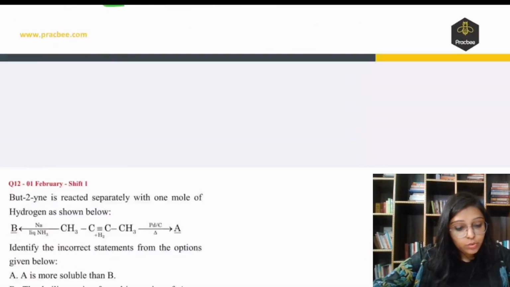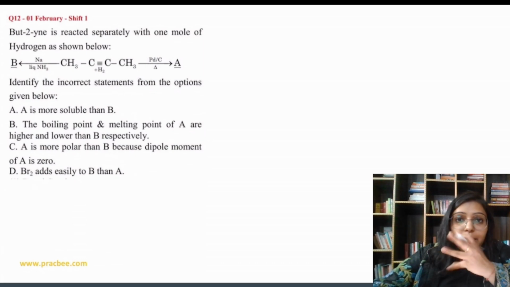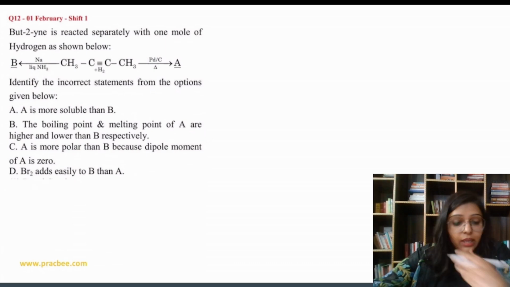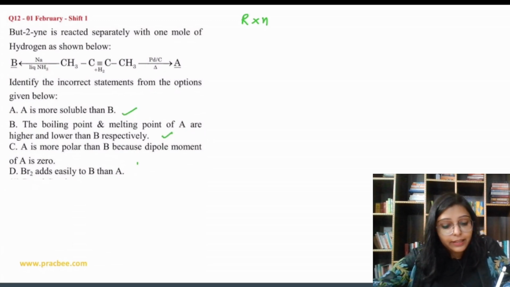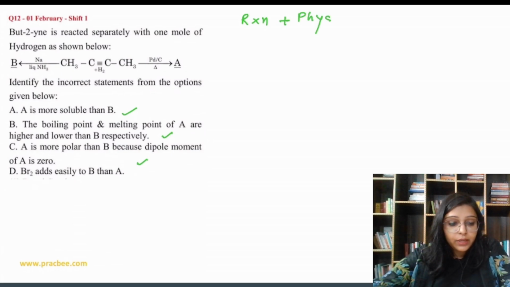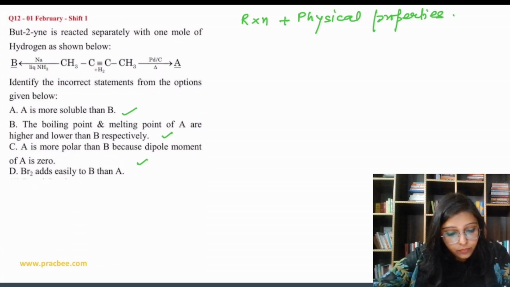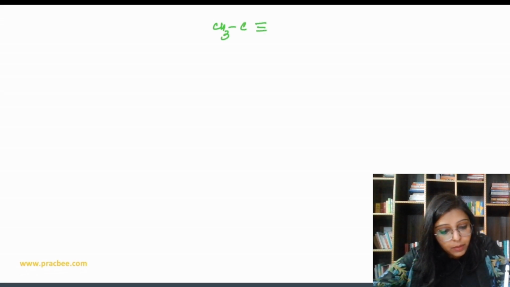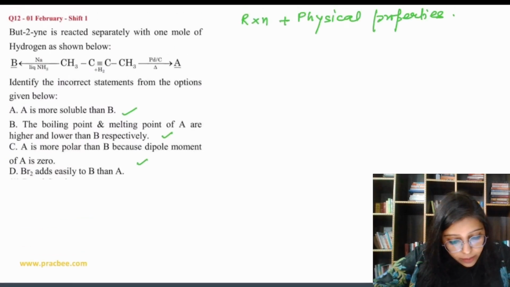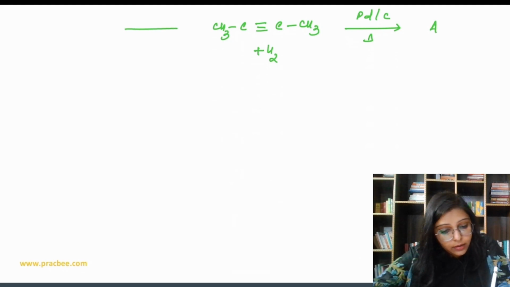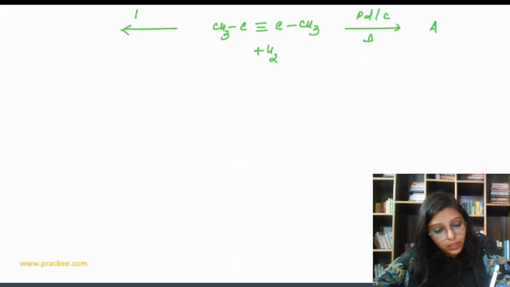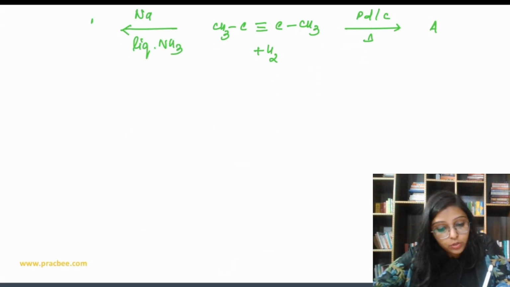Okay. Now moving on to the next question. But-2-yne is reacted separately with 1 mole of hydrogen as shown below. Okay. So again, it is a reaction-based question, but if you see the options, we have to understand the physical properties. So it is a reaction plus physical property question. See, we have CH3C triple bond C and this is CH3, right? You have to add hydrogen. So first we have Pd/C and heat. So from here you get A, and if you use Na in liquid NH3, you get option B.